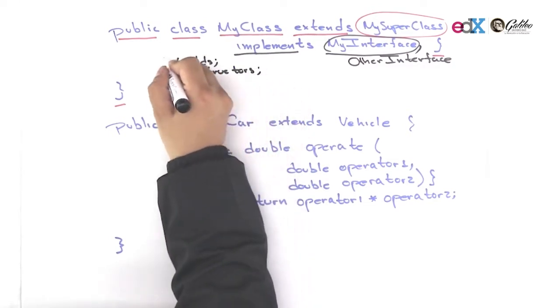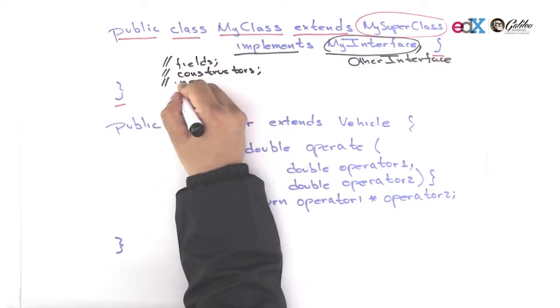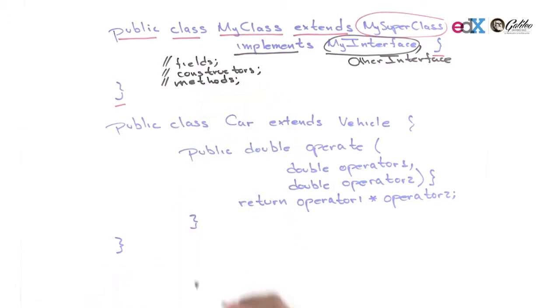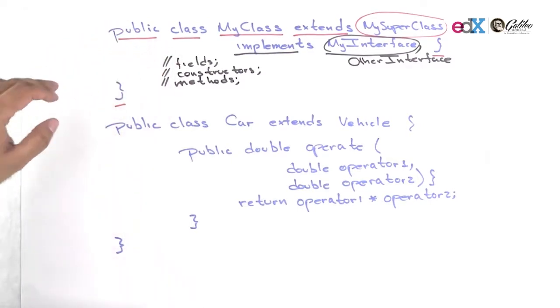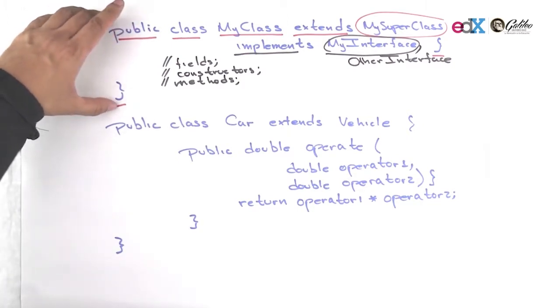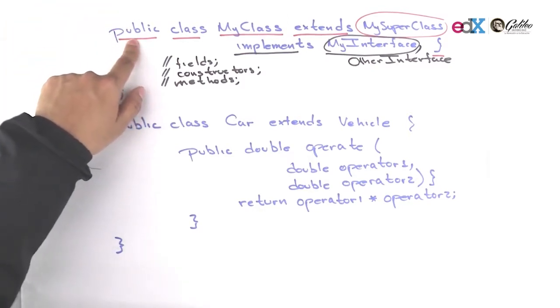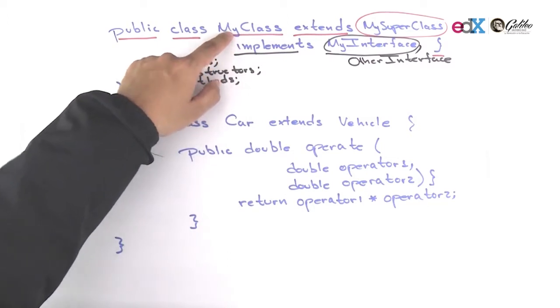What does the body of a class have? Inside the body, you can have three different things: fields, constructors, and methods. I use a double slash to represent a comment. Everything that starts with double slash is ignored by the compiler. The use of fields, constructors, or methods is very common in classes.